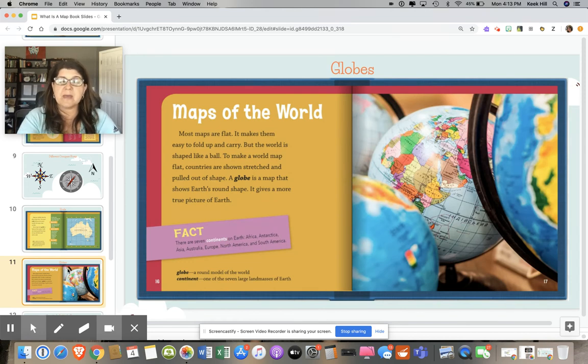Globes. Most maps are flat. It makes them easy to fold up and carry. A big old globe would be hard to carry around, but the world is shaped in a sphere like a ball. To make a world map flat, the countries have to be stretched out and flattened, and it's not really true to form, but a globe is a map that shows Earth's round shape, and it gives us a more true picture of the Earth.